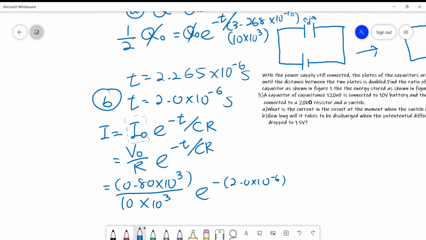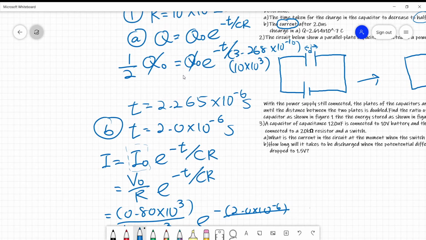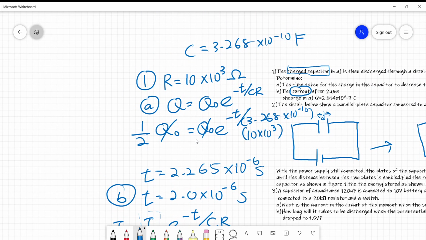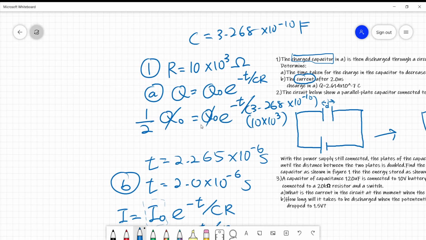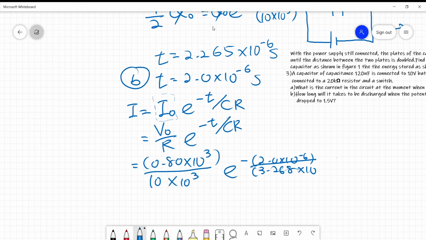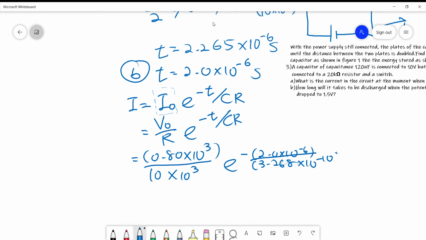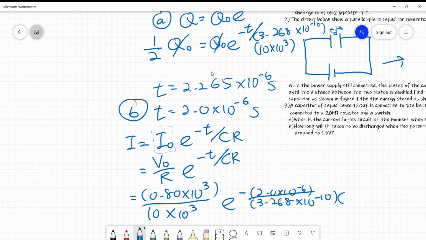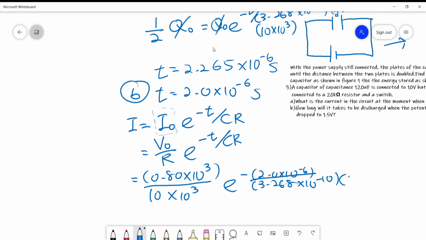So, okay, the capacitance, which remains constant. So the capacitance is 3.268 times 10 to the power of negative 10. The resistor, which is the same, will be 10 times 10 to the power of 3.